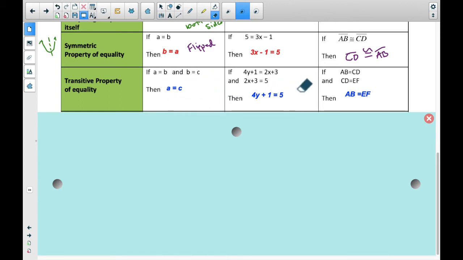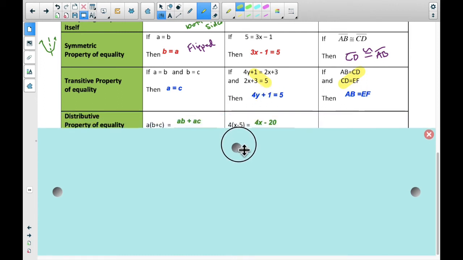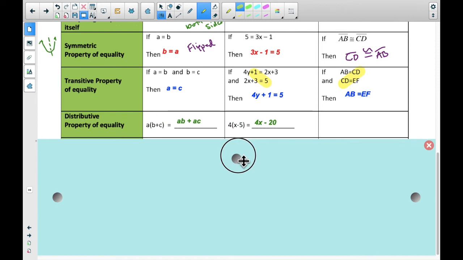And again, we can do algebra too. 4y plus 1 equals 2x plus 3. Well, if we know that 2x plus 3 is equal to 5, then we can just skip the middle and say, okay, then 4y plus 1 is equal to 5. And again, geometry also. We can just skip the middleman and say AB equals EF, because they both equal CD. That's the transitive property. I think it's cool. You just get to eliminate a step, skip a step. It's like in a board game, you get to skip over.